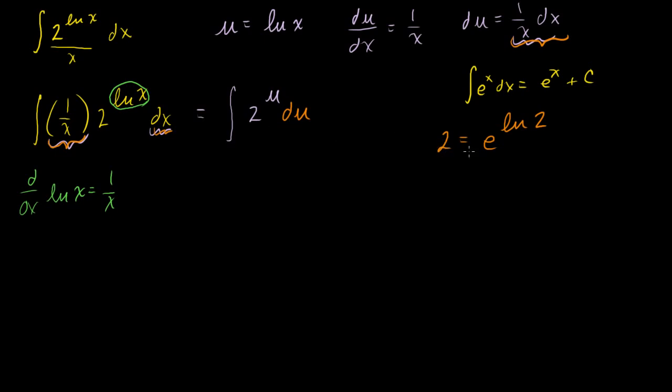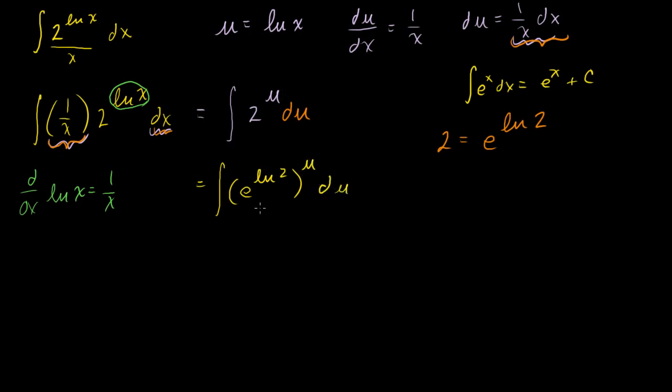So let's rewrite this using this. I don't want to call it quite a substitution. It's just a different way of writing the number 2. So this will be equal to, instead of writing the number 2, I could write e to the natural log of 2, and all of that to the u du.